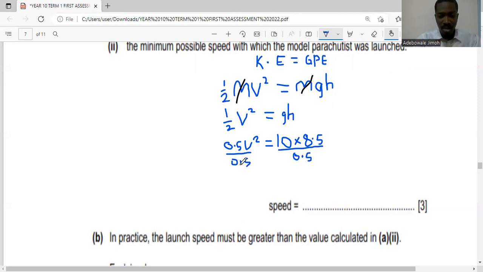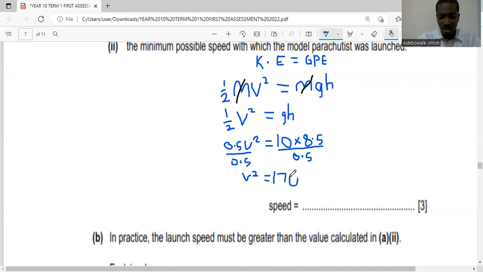Now, when 0.5 cancels out this 0.5, you have v squared. So you have v squared equal to, now you take your calculator and you multiply. 10 multiplied by 8.5, you get 85. 85 divided by 0.5, you will get 170.